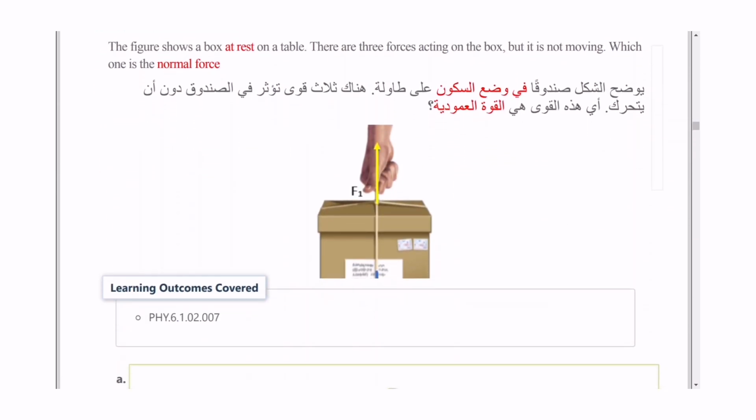Let us discuss question number 7. The figure shows a box at rest on a table. There are 3 forces on the box, but the box is not moving. Which is the normal force?